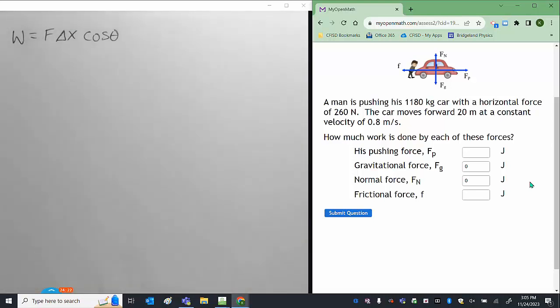Now, when we look at the other two forces, his pushing force and that frictional force, those are, well, in the case of the pushing force, 0 degrees, okay, and then in the case of friction, 180 degrees, because it's exactly opposite the direction.